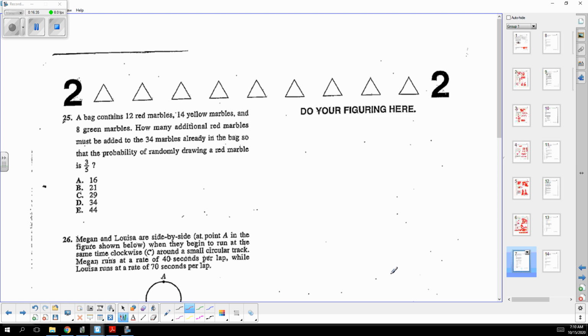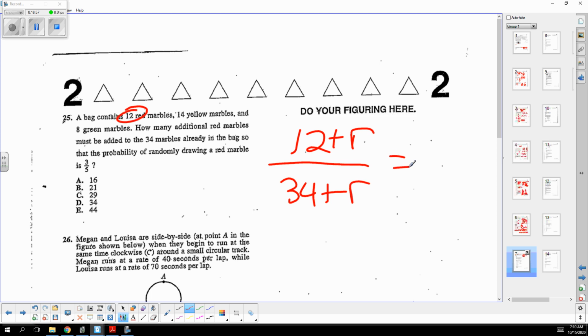25. The red marbles is 12 out of the total 34, but that's not the question. The question is, how many marbles do I have to add that are red? Now when I add it to the top and the bottom to get to 3/5. You can use solver at any instant.